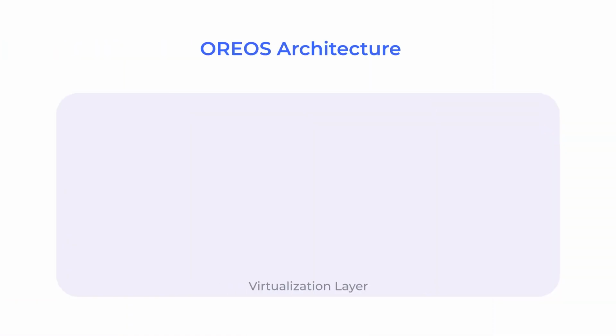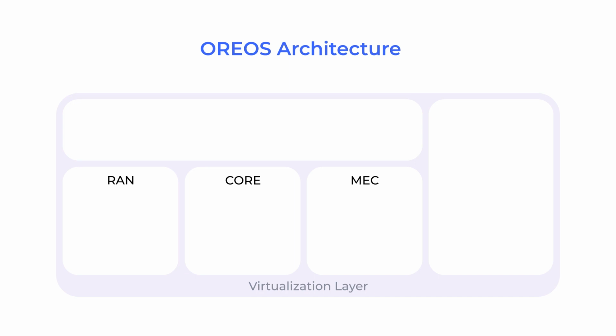The OREOS architecture is comprised of 5 components. First, the radio access network. Second, the core. Third, multi-access edge computing. Fourth, service management and orchestration. And 5, monitoring, which envisions an end-to-end solution in a virtualized environment.